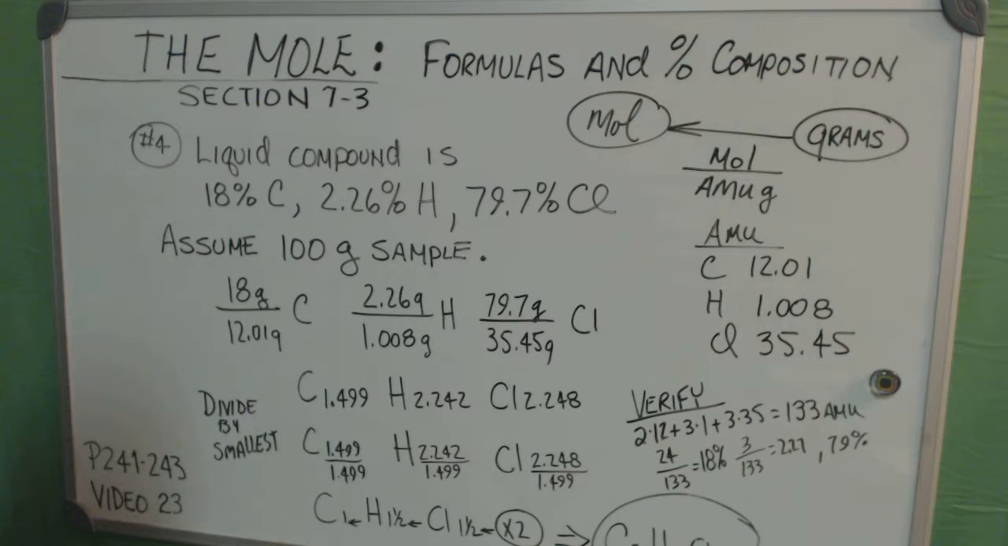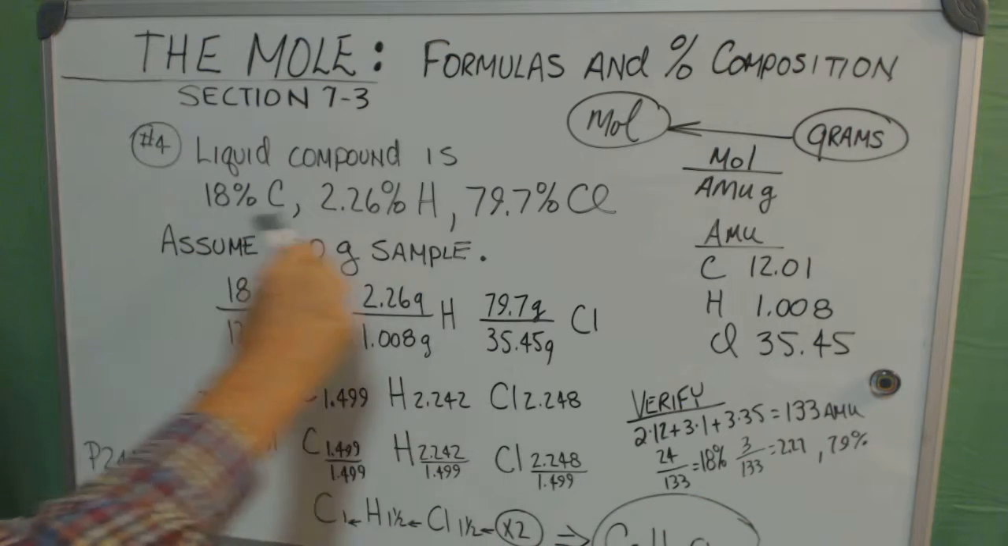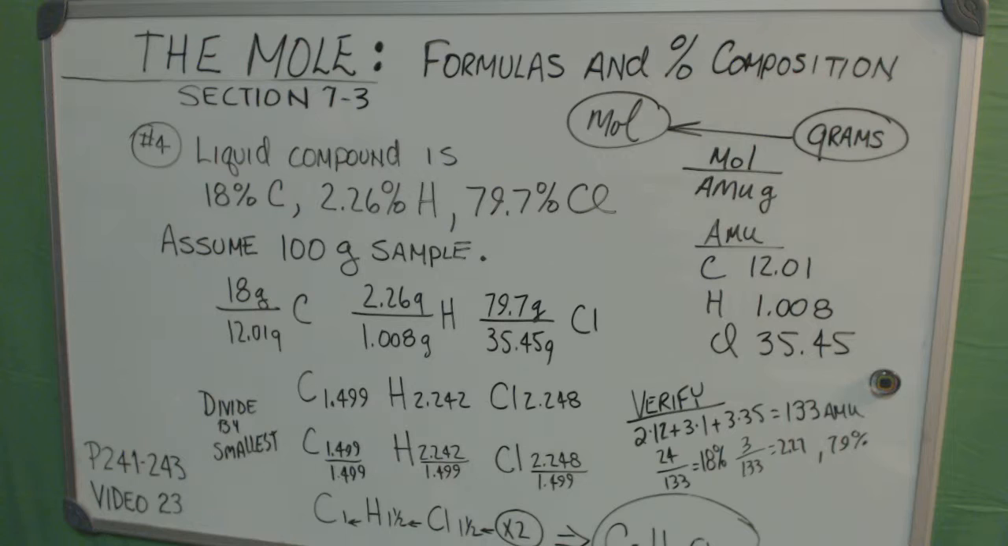And the last thing they ask you to do is to verify it. Just round these numbers off. 2 times 12 is 24 divided by the total. I get 18%, 2.2%, and 79%, which agrees with my original statement. So there you have it. So good luck, and finish the other 3.